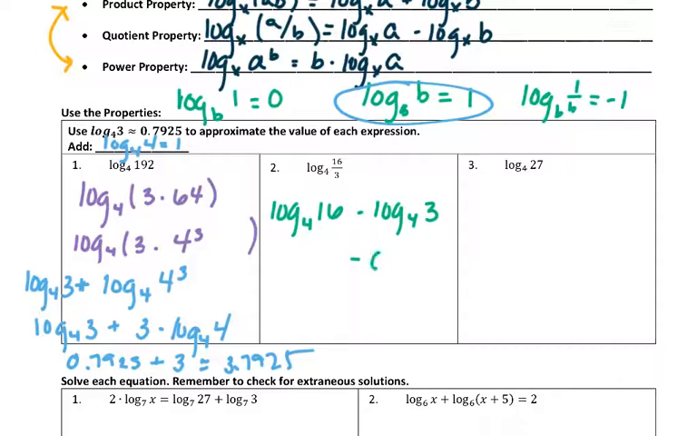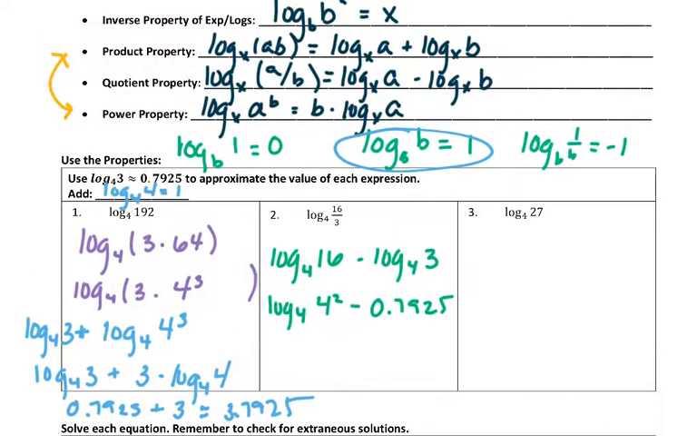In this case, we don't know those quite yet. Well, I lied. We know this one. We know that this one is 0.7925. However, we don't know this one yet. So now we're going to have to try to write 16 using 3s and 4s. Well, this is 4 squared. So again, you can use that initial inverse property. Log base 4 of 4 squared has a value of 2. Now 2 minus 0.7925, you're going to get approximately 1.2075.